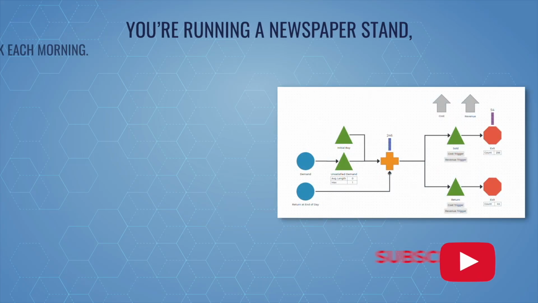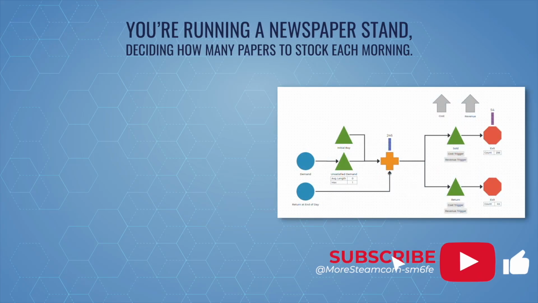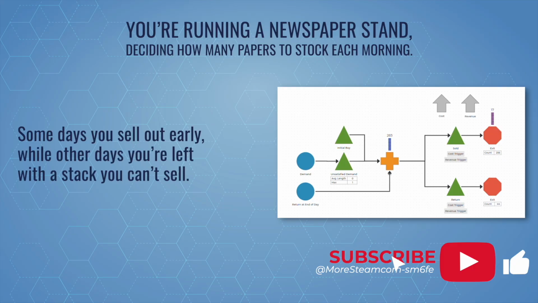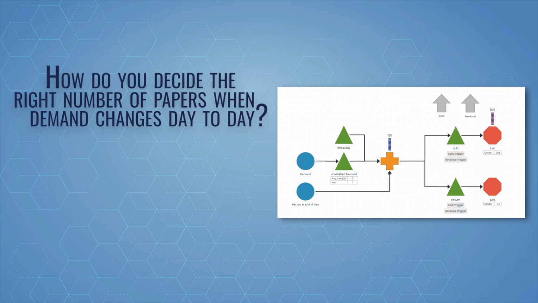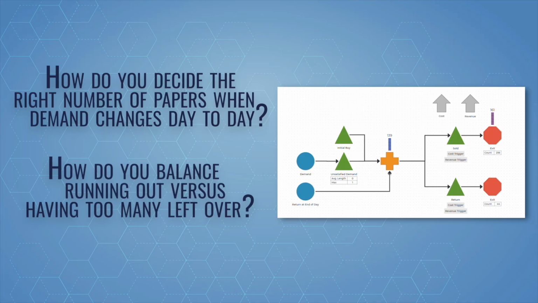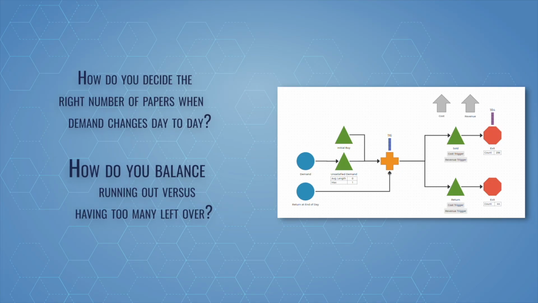You're running a newspaper stand, deciding how many papers to stock each morning. Some days you sell out early, while other days you're left with a stack you can't sell. How do you decide the right number of papers when demand changes day to day? And how do you balance running out versus having too many left over?